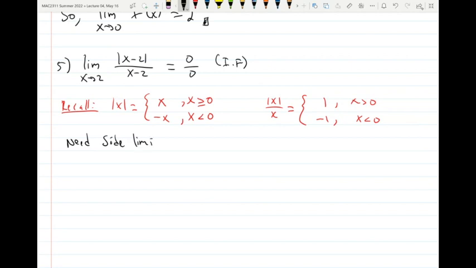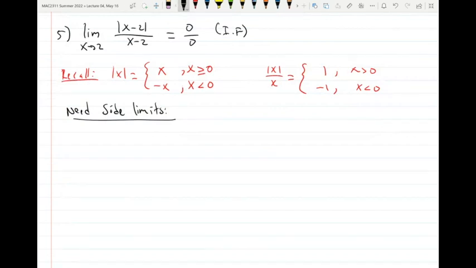This is going to come up again when we talk about derivatives, okay? All right, so if we want to analyze the limit as x approaches 2, we're going to do it from the left. And then we're going to do it from the right.